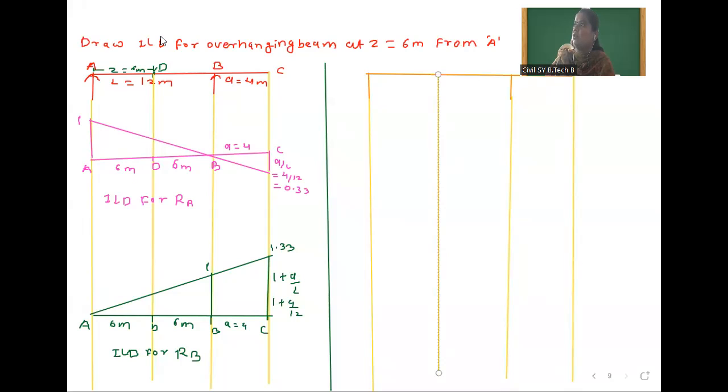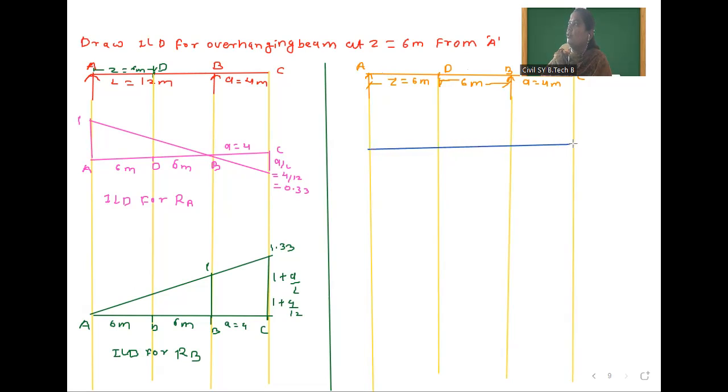Then we will mark all points here. So this is A point, this is B point, this is C point, A which is equal to 4 meter. Okay, so this is D point, this Z which is equal to 6 meter, and this remaining also 6 meter because the total span is 12 meter. Now we have to draw the shear force diagram for this particular case. First, we will draw the baseline here.